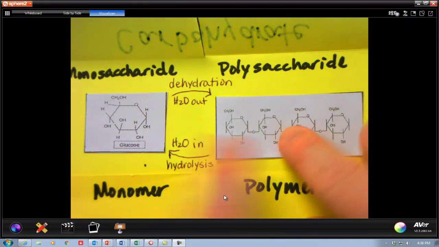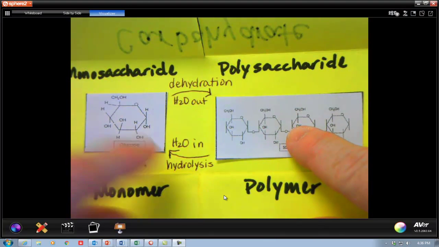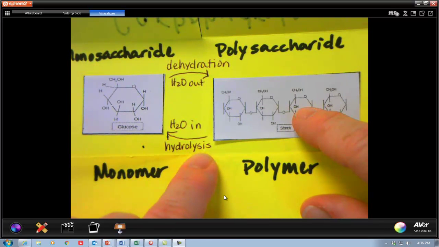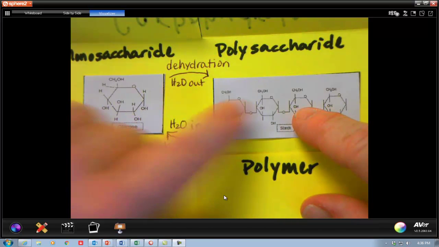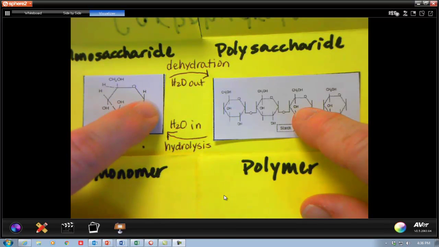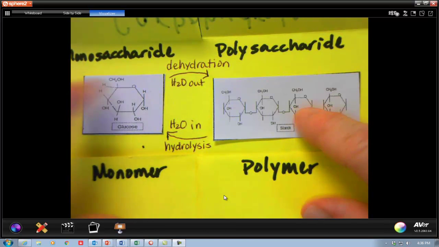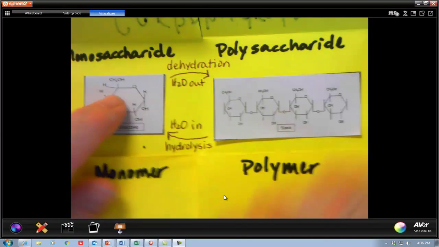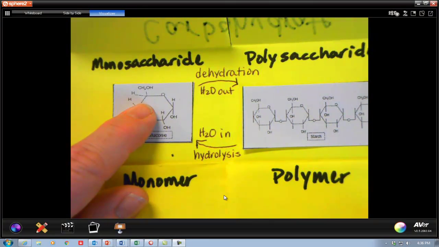If I put the water back in, that is called hydrolysis. Let's look at this word hydrolysis. Hydro means water, and lysis means to break. So hydrolysis means to break with water. So when I add the water back into the molecule, they no longer have a place to bond here on the side, and so my polymers break apart and go back to the monomer. In this case, for the sugar, for the carbohydrate, it's a monosaccharide.